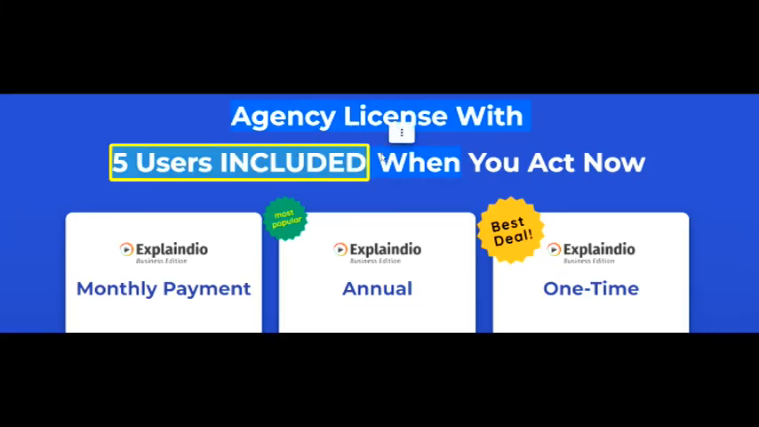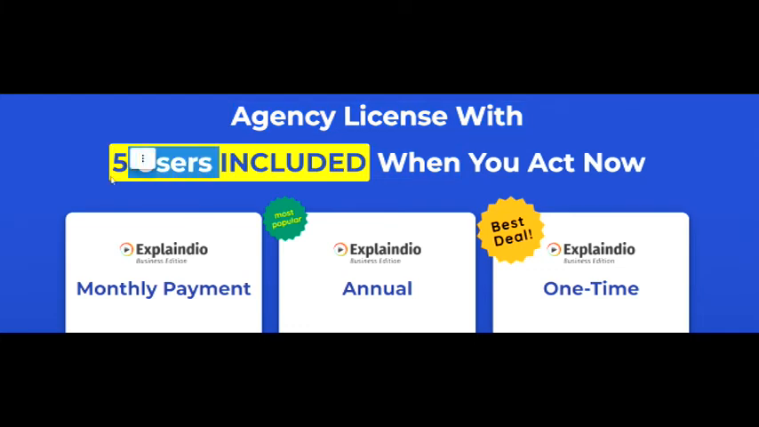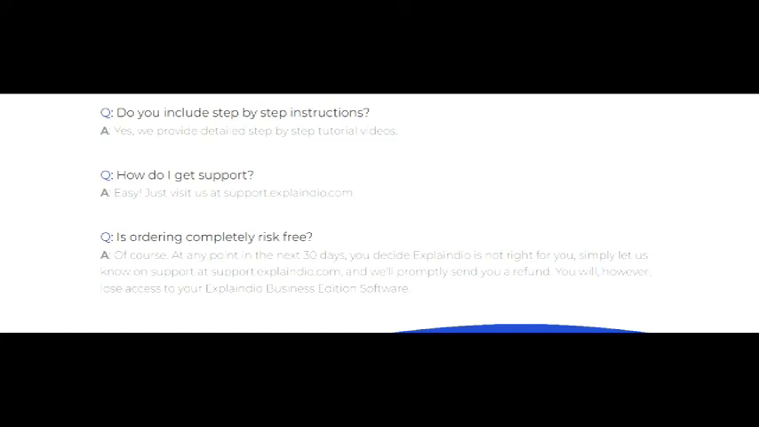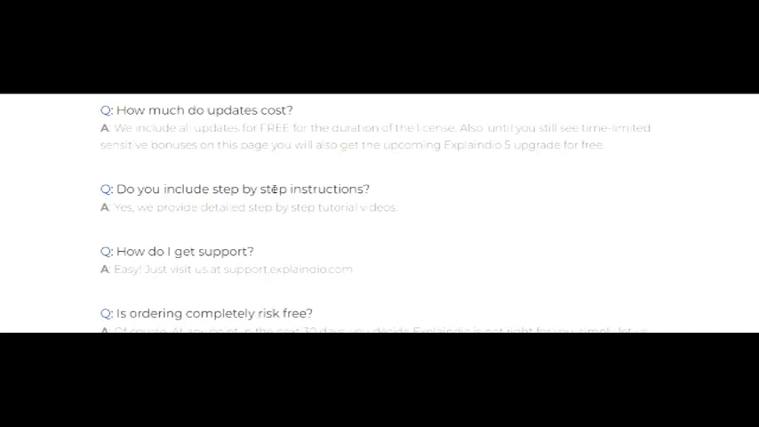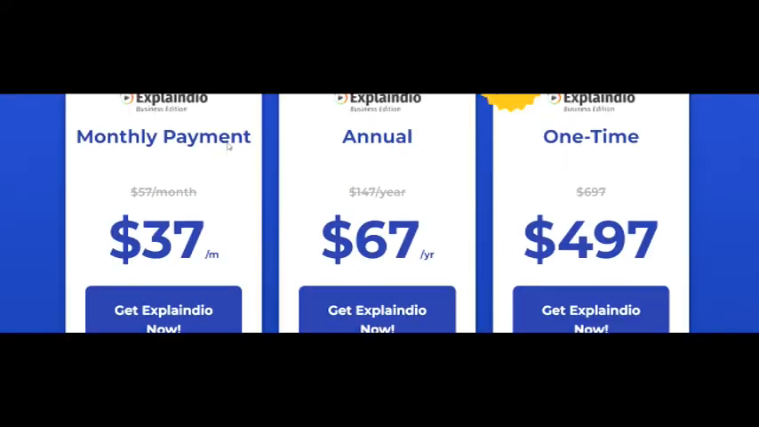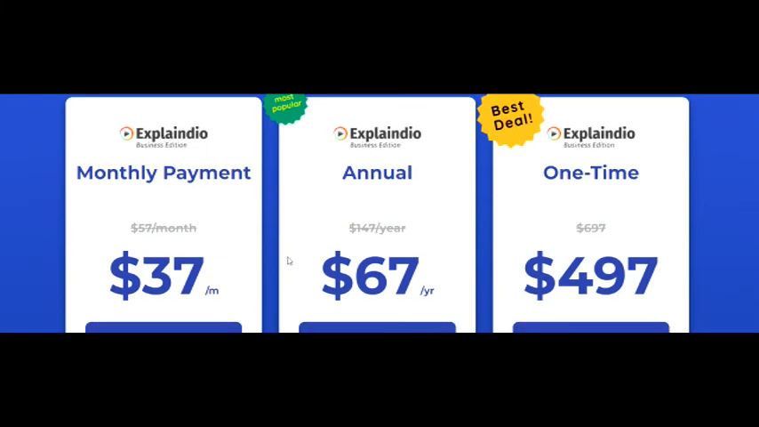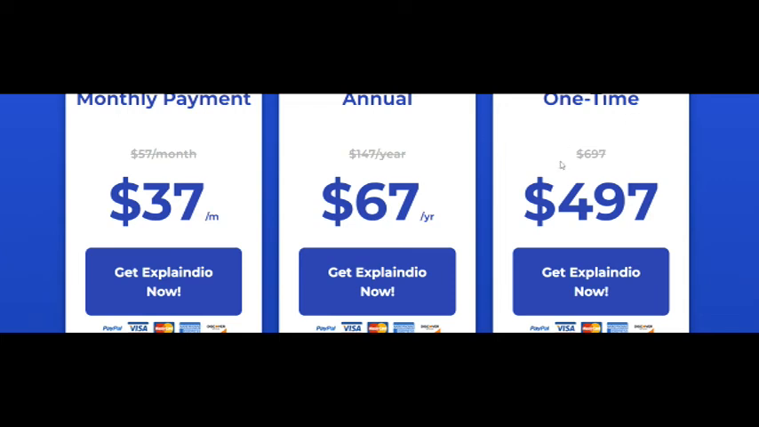In the business agency, you get 5 users access, 5 users included when you add on 27th of March. There is the customer support you're getting, and you get access to the 30 days refund policy that you would not get anywhere else. That means if you don't like Explaindio, within 30 days you can ask the owners for the refund. Also, real-time updates on new software versions and bonuses. The edition comes with 3 plans: monthly payment, annual payment, or one-time payment.